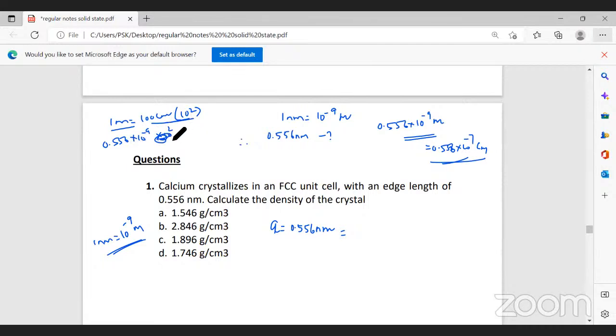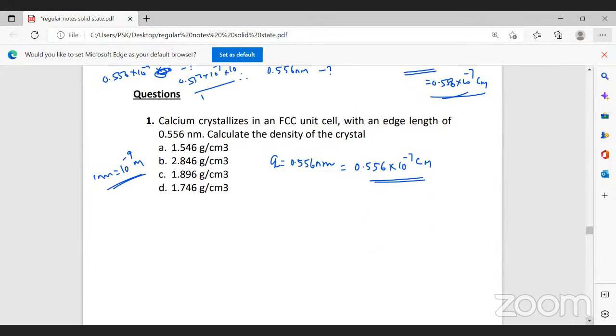Cross multiplication. If I have to write completely, it will be 0.556 into 10 to the power minus 9 into 10 to the power 2 divided by 1. That will be giving you this value. So it will be 0.556 into 10 to the power minus 7 centimeters. Did you follow this? Yes, sir. So A you have calculated.